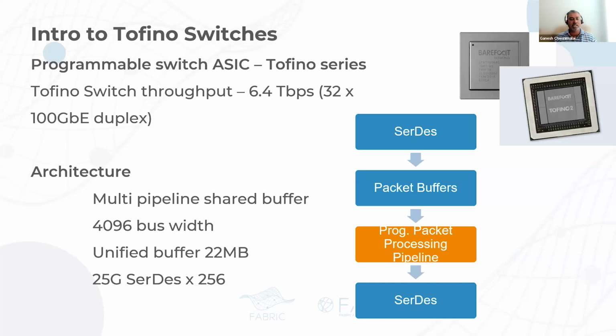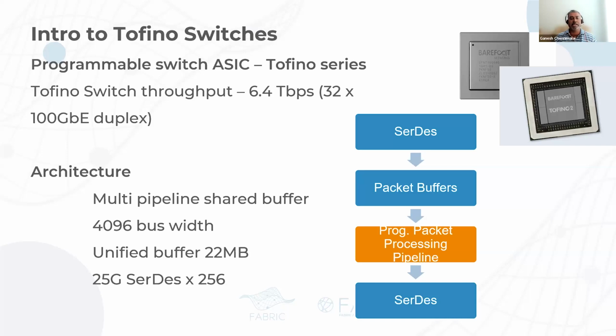In terms of architecture, these switches have a multi-pipeline shared buffer, which means that it is not a single pipeline. Of the 32 ports, for example, 8 ports are attached to one processing pipeline, and the next 8 ports are attached to another pipeline, and so on. That can be 4 pipelines, and that way it increases the overall processing capability. Each pipeline, roughly, you can imagine supports about 1.6 terabits. So put together, all 4 pipelines will support 6.4 terabits.